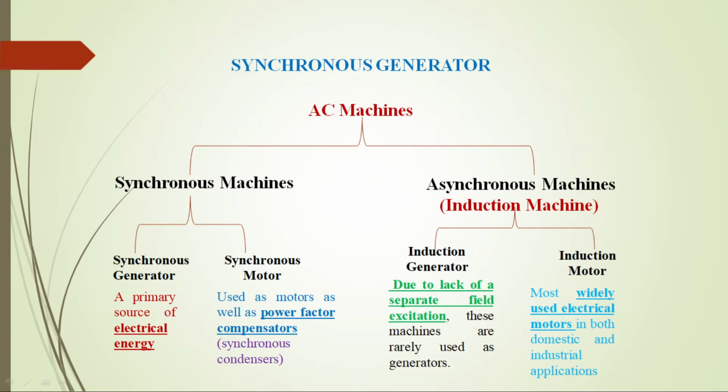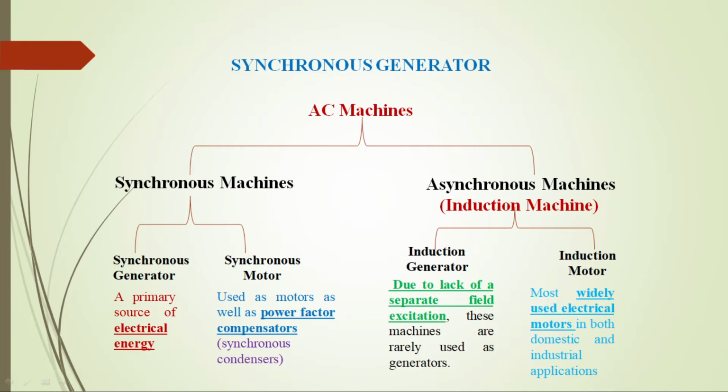AC machines are classified as synchronous machines and asynchronous machines. Asynchronous machines are also called induction machines. Again, they are classified as induction generator and induction motor. Let us first see the classification of synchronous machines. Synchronous machines are classified as synchronous generator and synchronous motor.